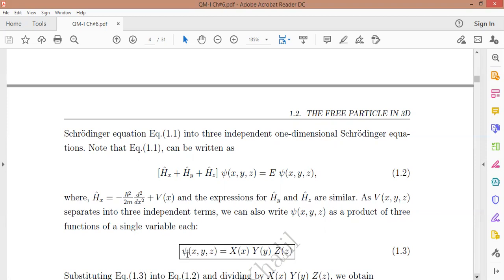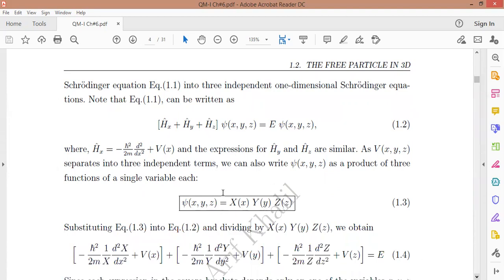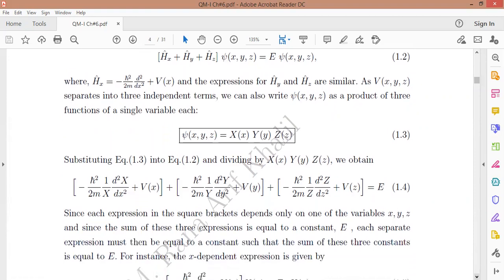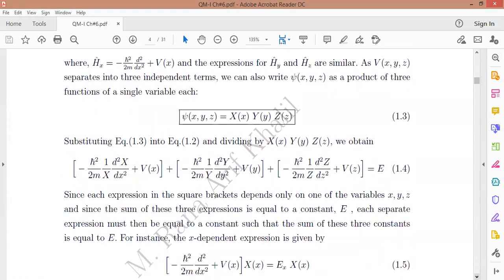Now the wave function. This is the wave function of a particle which is in three dimensions. It can be converted into X(x), Y(y), and Z(z) by using the separation of variables. Just replace this wave function here in this equation. Substitute 1.3 into 1.2. Then we have these three parts of the equation. This is the x-dimensional kinetic energy plus potential energy, y-dimensional kinetic energy plus potential energy, z-dimensional kinetic energy plus potential energy. And it's equal to the total energy. Here it should be written as X(x), Y(y), and Z(z) as well.